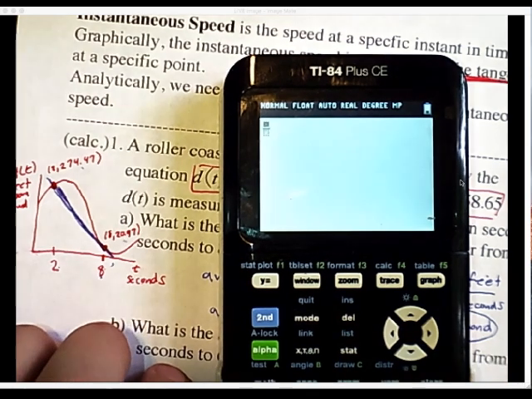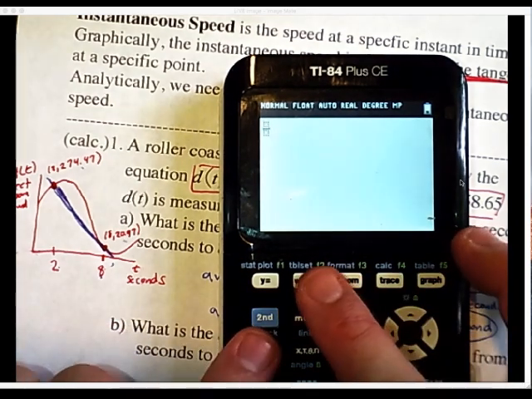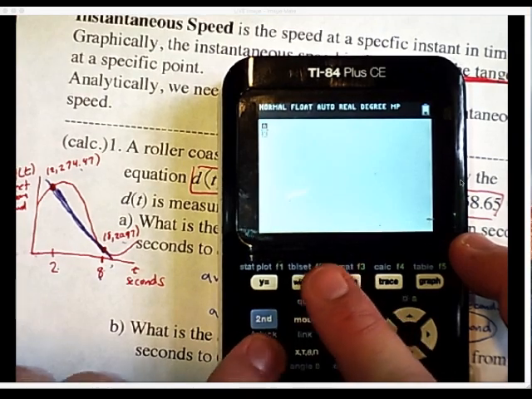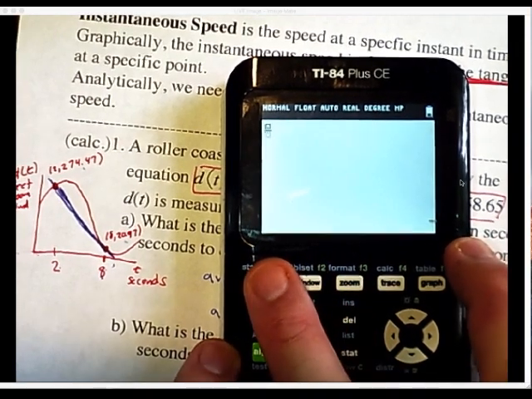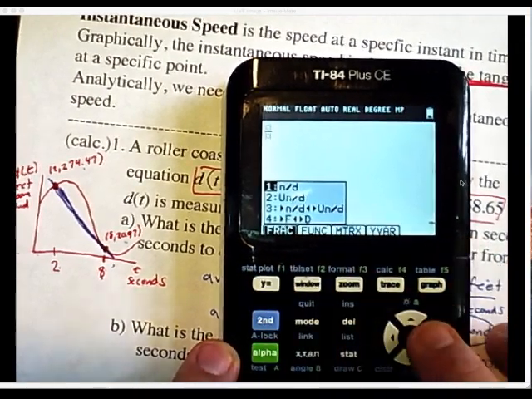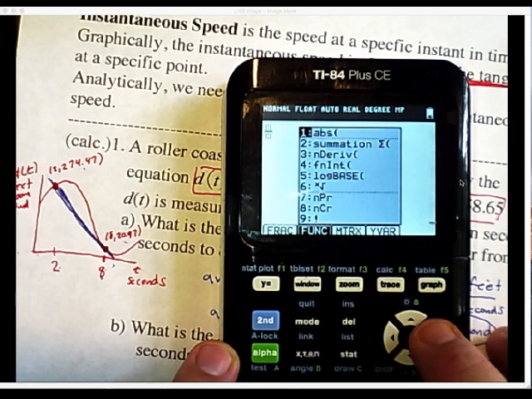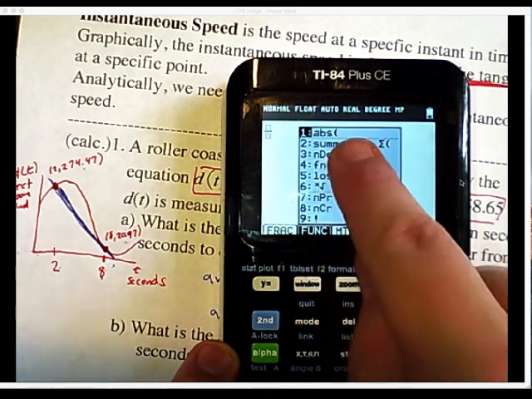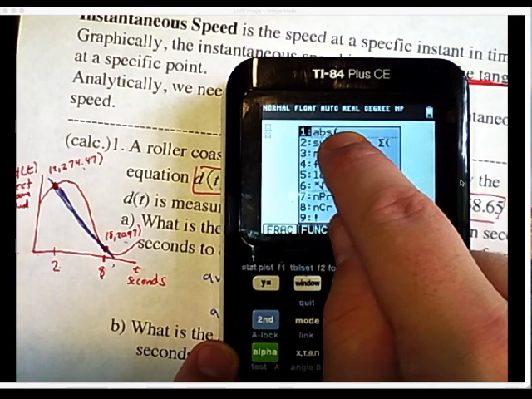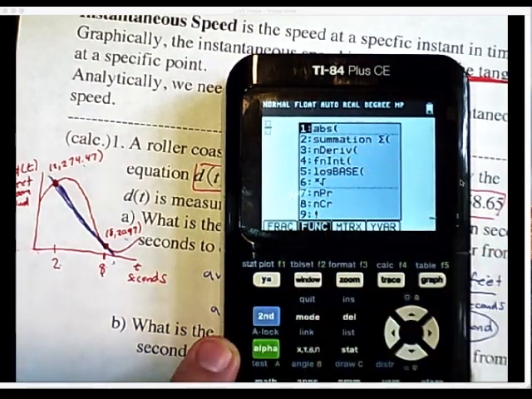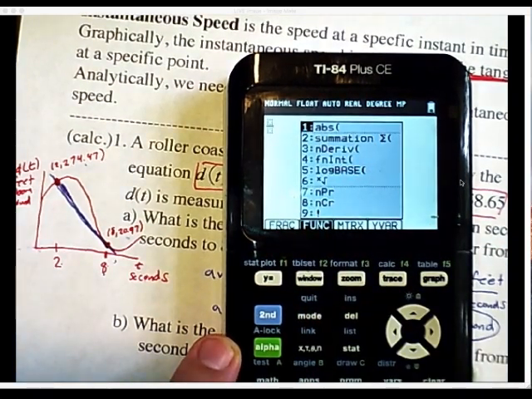Okay, now I need absolute value bars, and there's a shortcut for that too. If I hit alpha, hit y equals again, but now toggle over to the function menu, the first option says ABS, which stands for absolute value. So I'm going to hit 1 or enter here. I'm just going to hit enter.